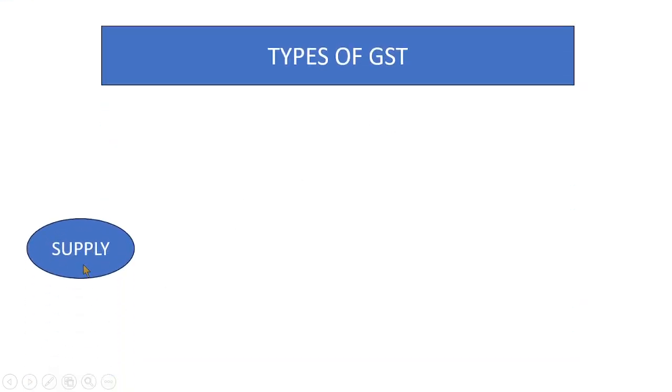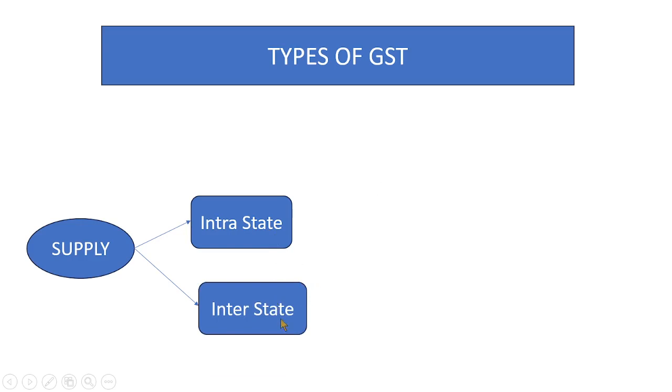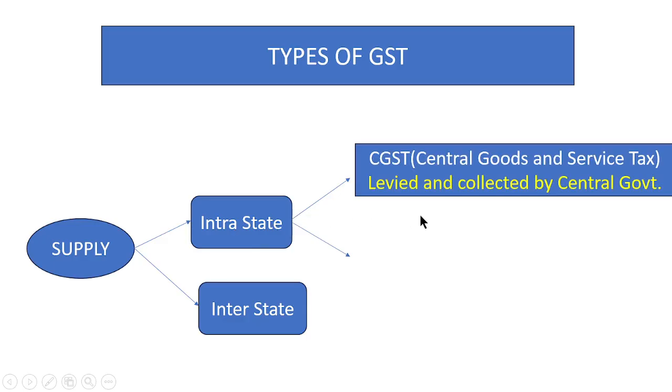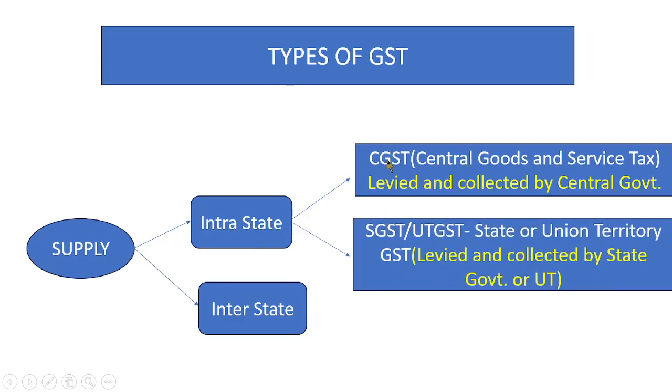So in GST there are two types of supply. One is intrastate, another one is interstate. So what is intrastate sales? Intrastate sales means within the state. Within the state means the buyer and seller are staying within one state. So for intrastate sales there are two types of GSTs, that is CGST and SGST, or CGST and UTGST.